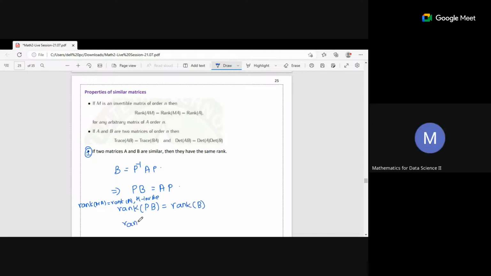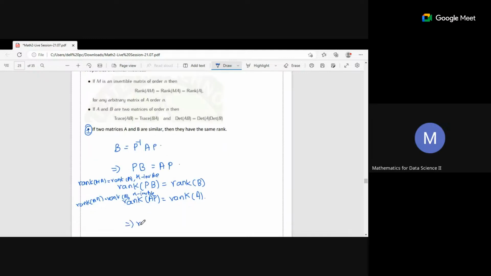And rank of AP is equal to? Rank of P. So now I have to use this property: rank of AM is equal to rank of A if M is invertible. So rank of A. And you know that rank of PB is equal to rank of AP. So you get that rank of A is equal to rank of P.